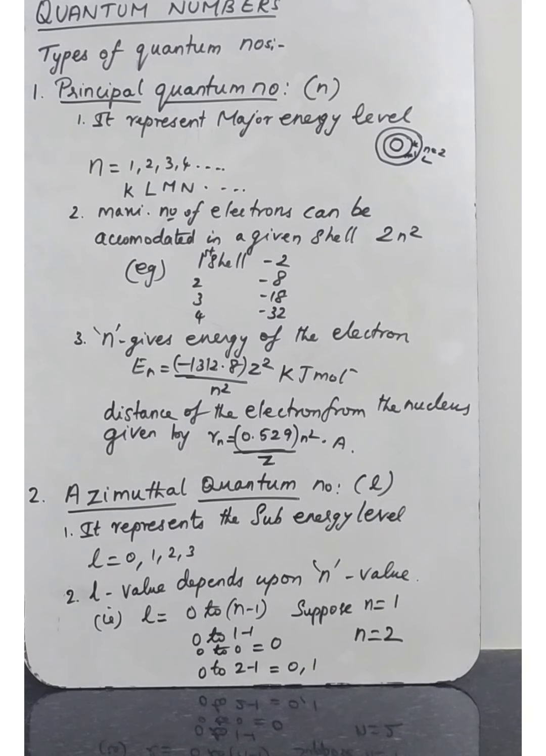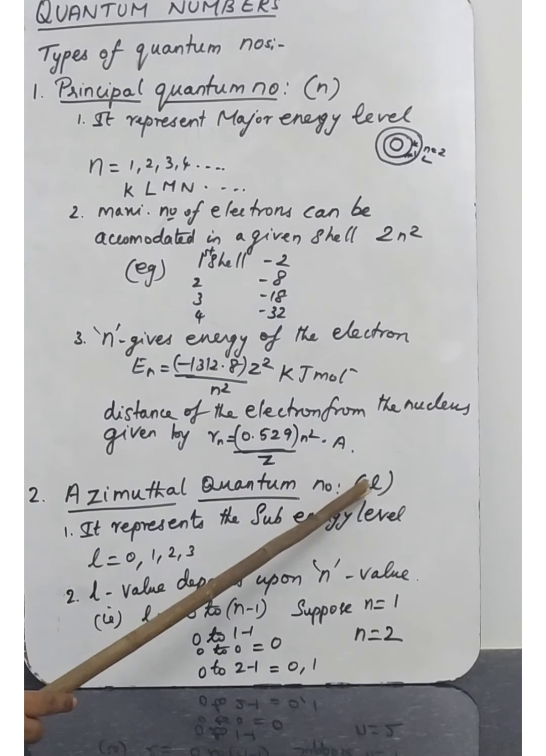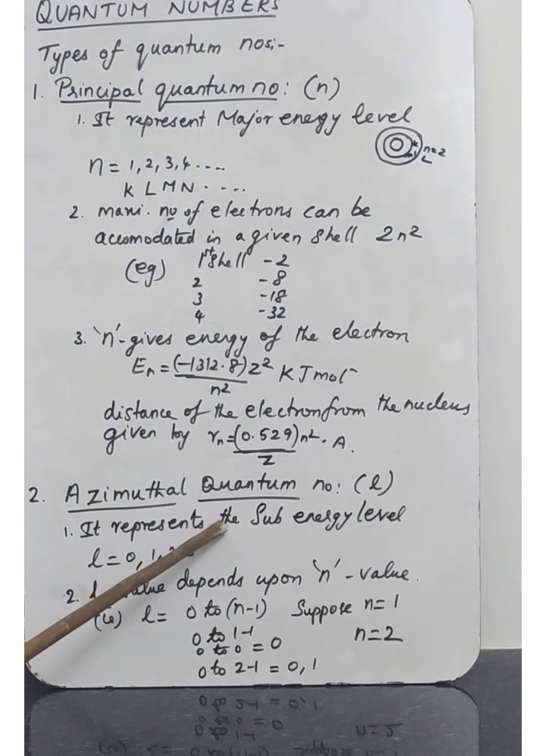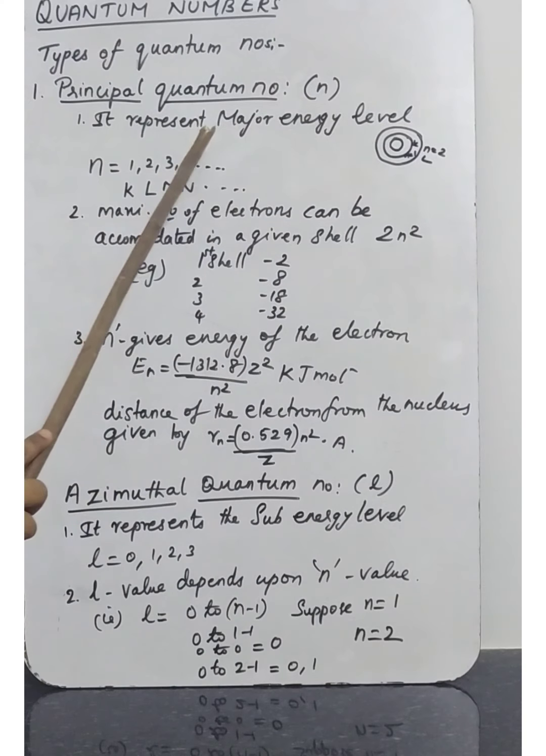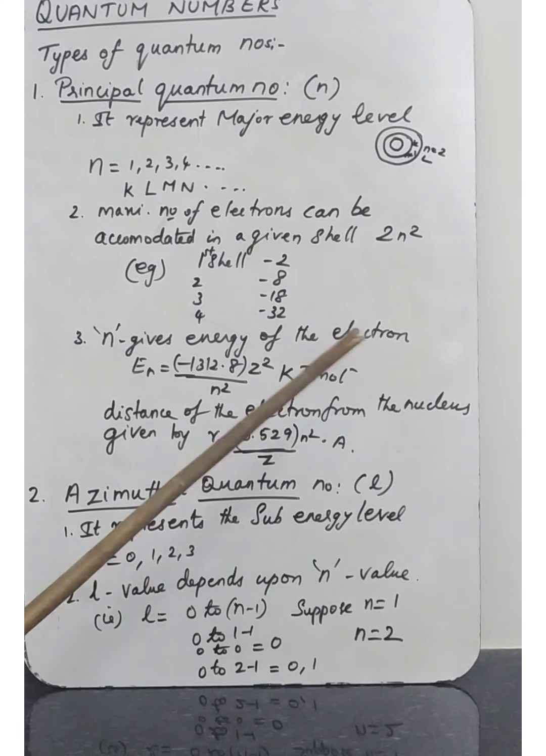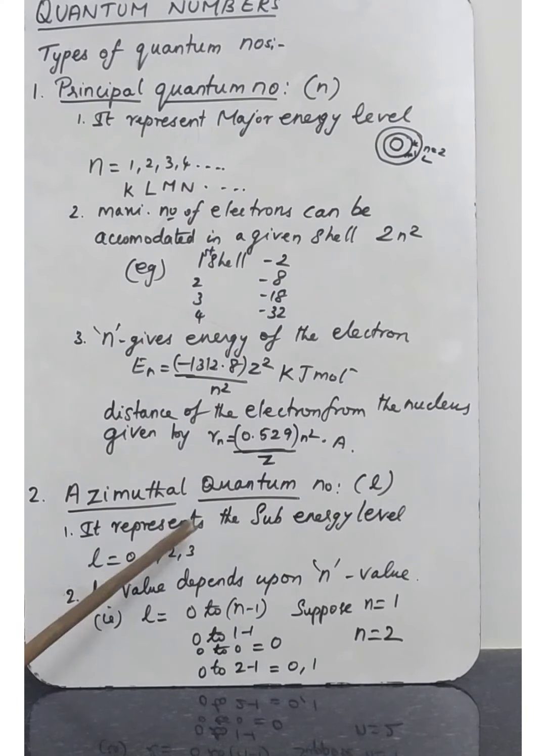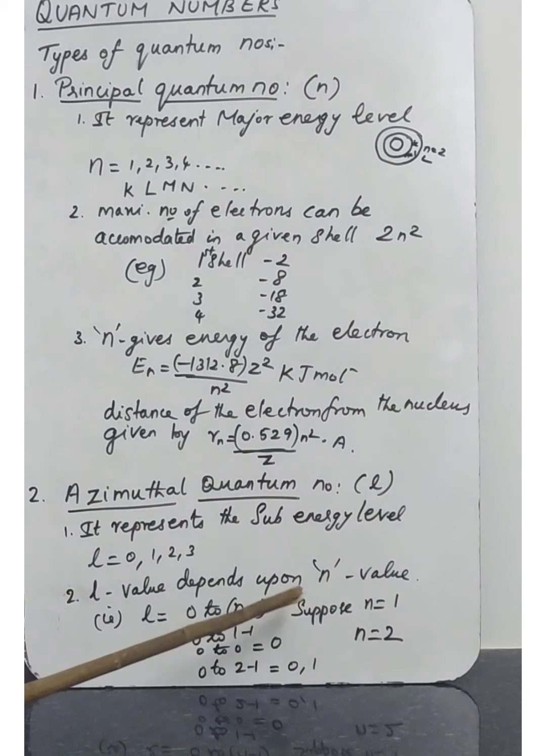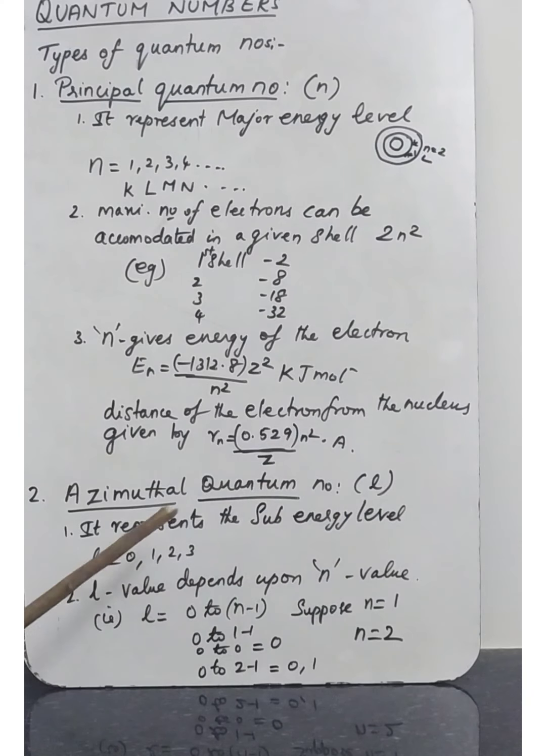So the next type, the second type of quantum number, is nothing but the azimuthal quantum number. It is given by the symbol small l, and it represents the sub-energy level. Principal quantum number represents the main energy level, and azimuthal quantum number represents the sub-energy level. The azimuthal quantum number value depends upon the principal quantum number value.